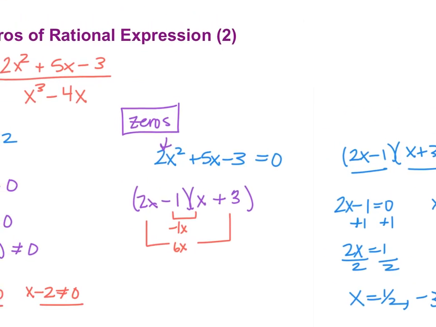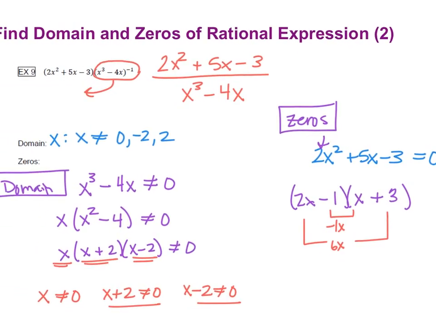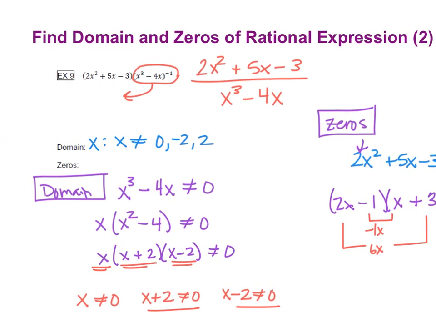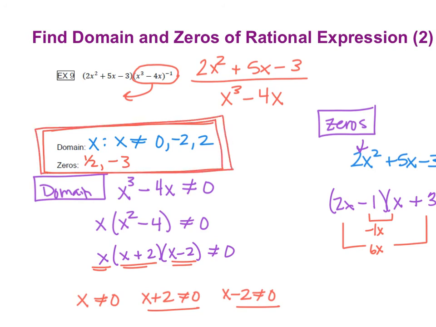So if I go back to wherever the problem is, oh, there it is. Our zeros are 1/2 and -3. I'm going to go ahead and circle this so I know this is our final answer right here.